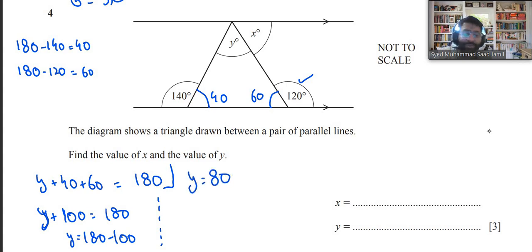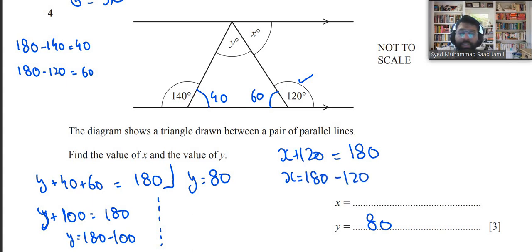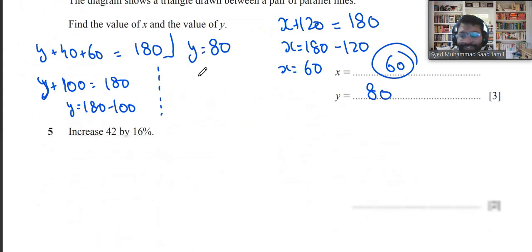Anyways, so y is equals to 80 degrees. Okay. And in order to find x, look, these both are interior angles and the sum of interior angles is 180 degrees. So you will say x plus 120 is equals to 180 degrees. X is equals to 180 minus 120. X is equals to 60 degrees. So I hope you all found your x.